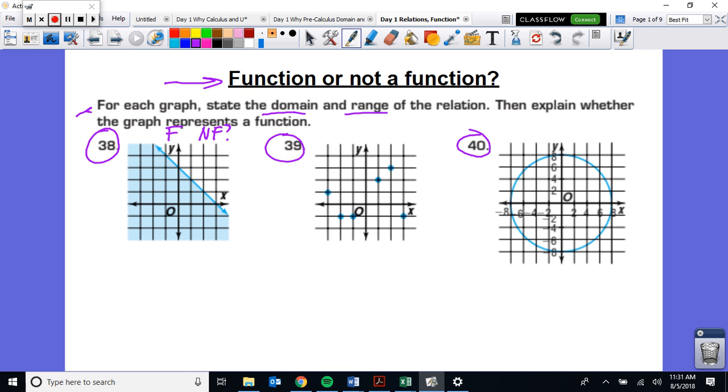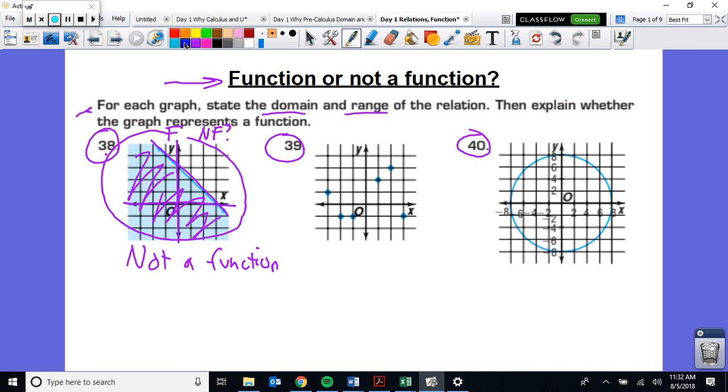Take a wild guess. I'm going to explain in a second. Alright, here we go. 38. This is not a function. In your notes, I want you to sketch this very similar to what it is. So, draw your XY chart, draw your line, and then draw your shading right there. Pause the video if you need, okay?